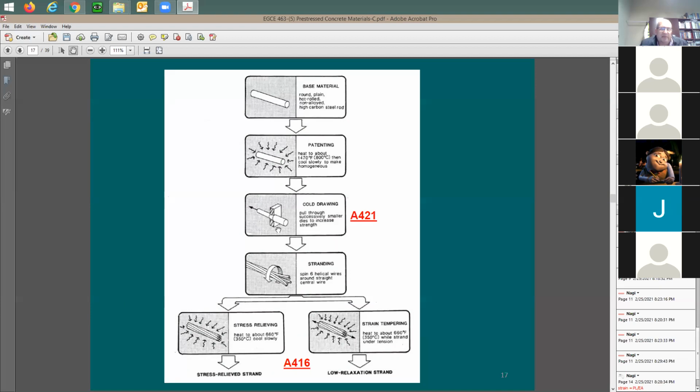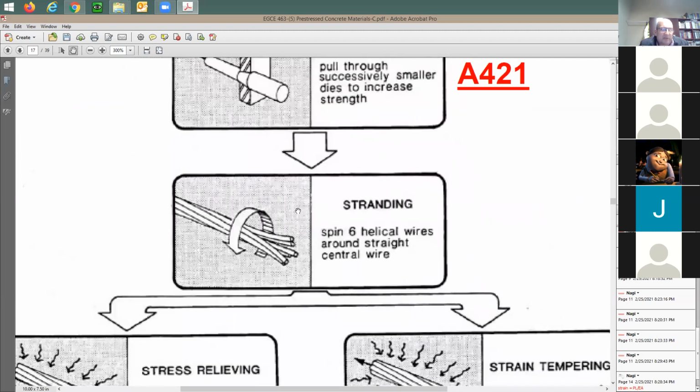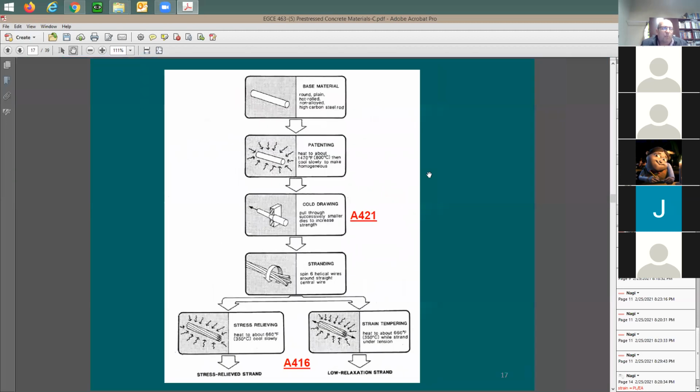Look at the picture here. I guess it makes sense, right? When you look at this picture, you're going to be pulling it out this way. You're going to make it smaller. And at the same time, you're going to be putting lots of pressure on it. You put compression. You're going to be compacting the material itself. Now, after this, you're going to be bringing like one in the middle.